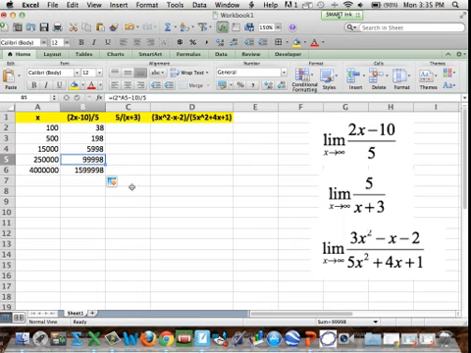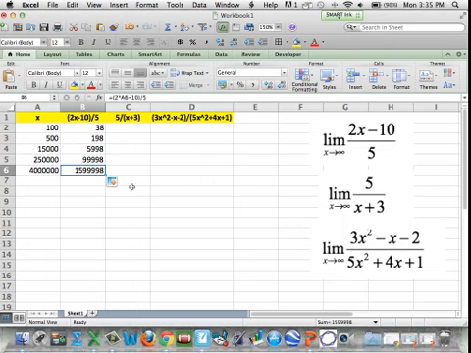Okay, so based on the evidence I see here, it looks like as I make x larger and larger, the y values also get larger. So I'm tempted to say, based on this evidence, that this first limit is going to be infinity or does not exist. Obviously this is not a proof, but it's a suggestion using numerical data. Let's take a look at the second example.